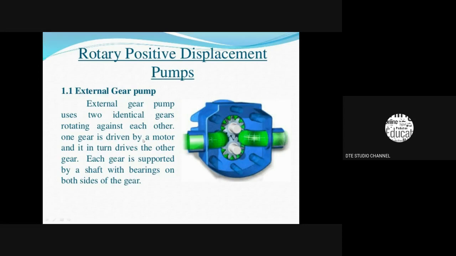One gear is driven by a prime mover, that is motor, and it in turn drives the other gear. Each gear is supported by a shaft with bearings on both sides of the gear. In this case, only driving gear is rotating by means of a prime mover. That is, motor by means of motor shaft, driving gear is rotating, and due to the meshing of teeth of driving gear, driven gear rotates in opposite direction.